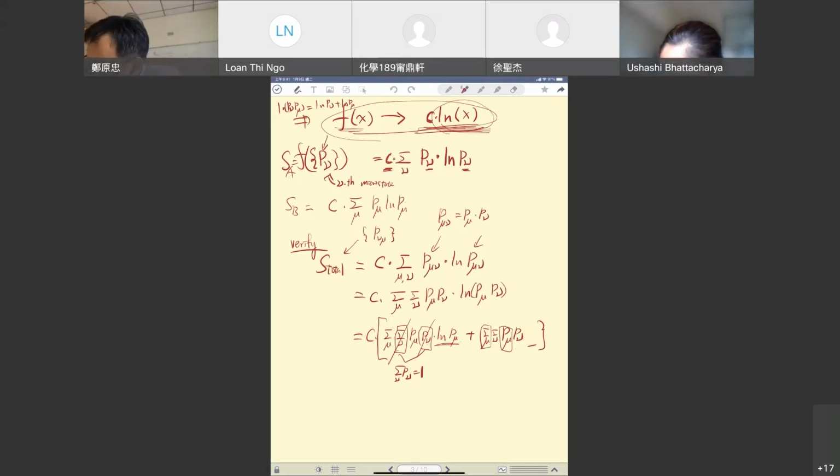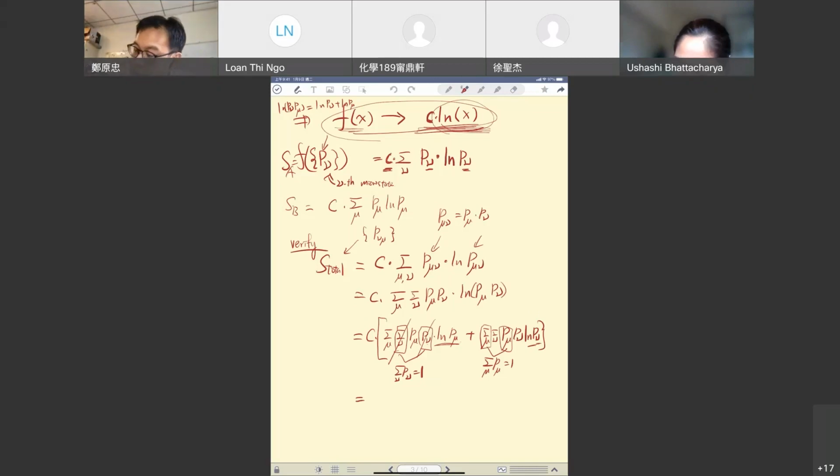Careful here. Natural log P nu. This nu has nothing to do with mu, so this summation over mu can be pulled out. Again, the summation over mu of P mu equals 1, because it's a probability distribution: you sum over all the probabilities, you should get 1. It should be normalized.